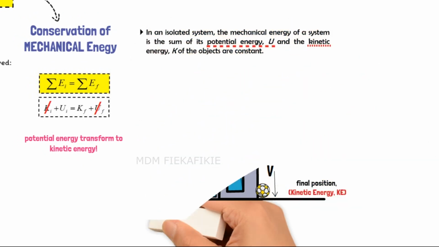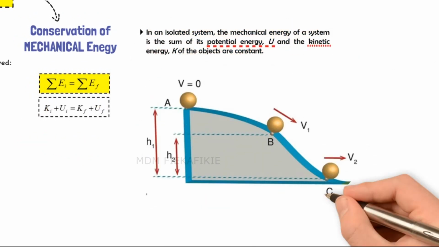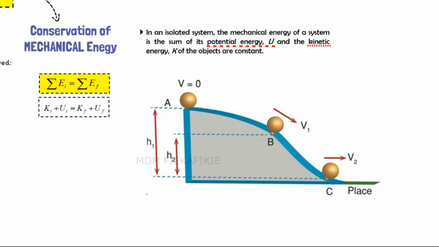Okay, contoh yang seterusnya, let's say we have a ball at point A and V at point A, which is the initial velocity at point A, is equal to 0 meter per second, and then the ball is moving until it reaches point B and then point C. So at point B, bola itu ada velocity V1, at point C, bola itu ada velocity V2. So remember, at point A, the ball is not moving, so no kinetic energy at point A. Jadi, jenis tenaga yang ada pada point A hanyalah gravitational potential energy U equal to mgh.